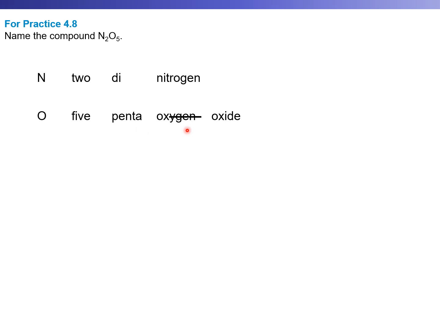All right, now if we look, we've got this A here and we got an O here. Typically we don't couple up the vowels like this, so we want it to roll off our tongues easily. So instead of pentaoxide, we very likely would just say pentoxide. So putting all of this together, for nitrogen we would call it dinitrogen, and for oxygen we would call it pentoxide. And that's how we would name this particular compound.